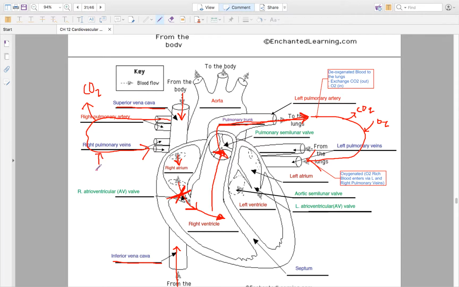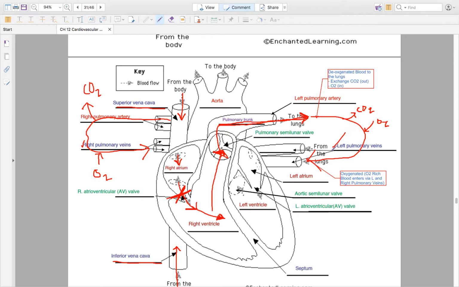This is in the right lung and the left lung simultaneously. Okay, and now once oxygen-rich blood re-enters the heart, of course it's going to re-enter from the left and right here. There's the right, left pulmonary veins.